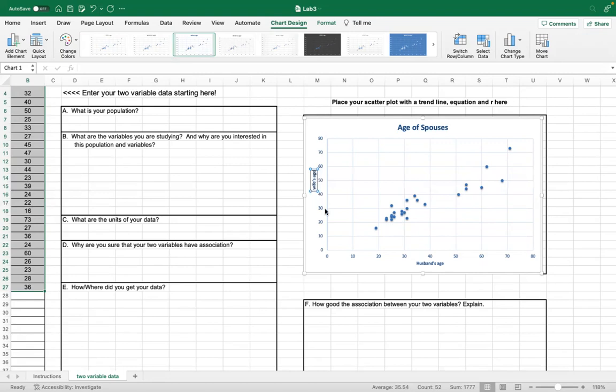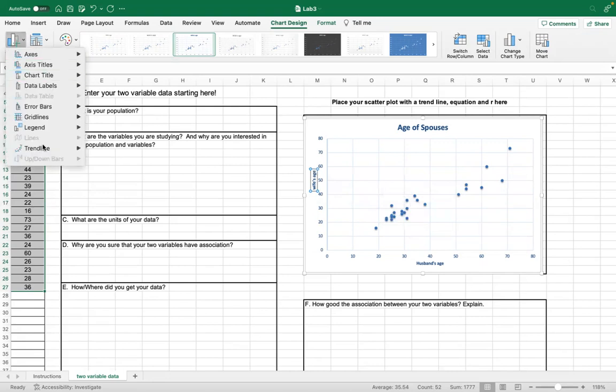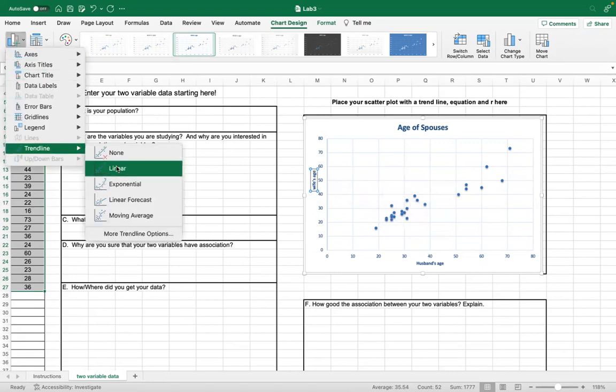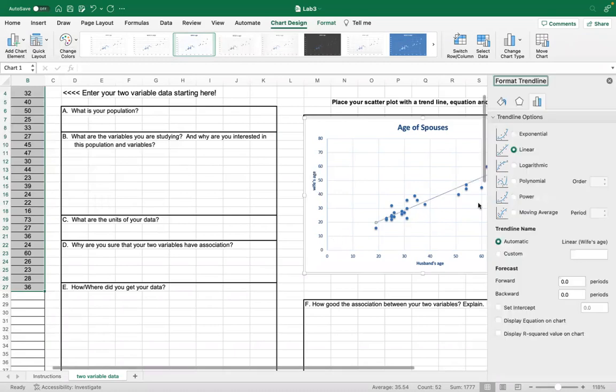Wife's age. Okay, make sure you put labels on there. There's something else that we need to add now. Part of this is you need to add the trend line. So watch, to add chart element, add my trend line. I want linear. We are not doing anything other than linear, but click on more trend line options, because I want it to open up this right here.